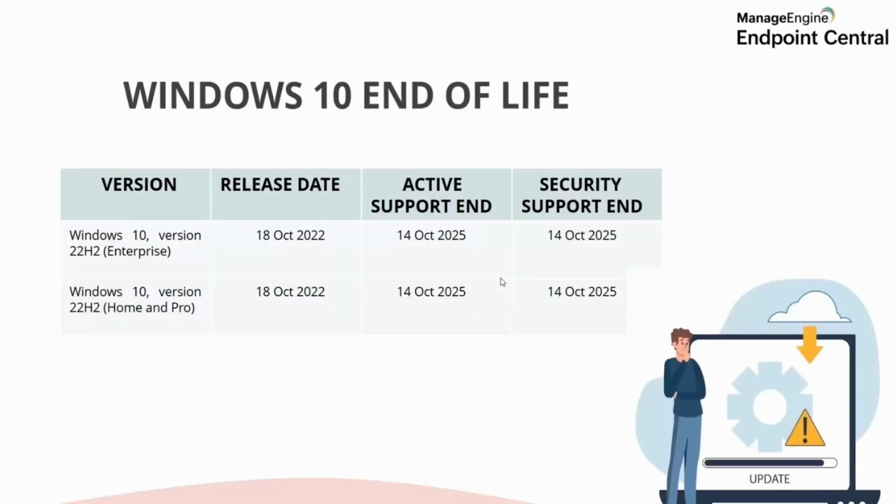First, let's talk about Windows 10's end of life. Microsoft has officially announced that support for Windows 10 will end on October 14, 2025. After this date, no more updates, security patches, or bug fixes will be released. To stay secure and ensure optimal performance, it's a good idea to upgrade to Windows 11 well before this deadline.